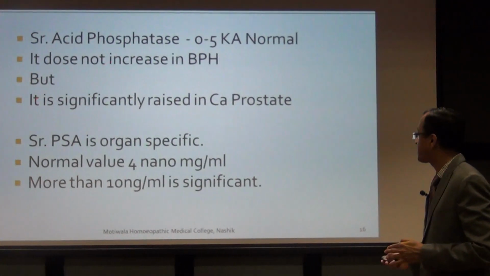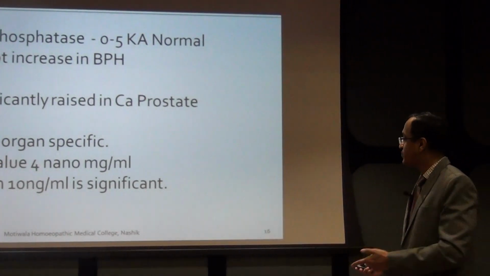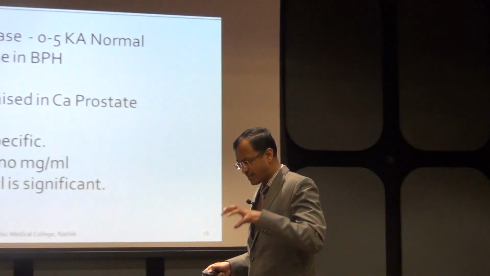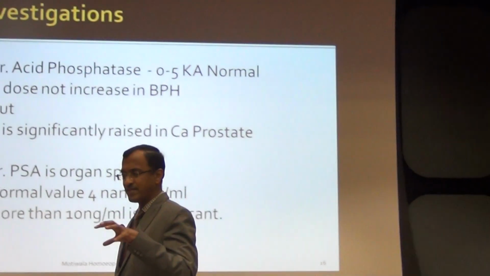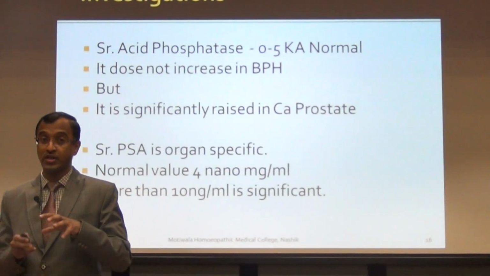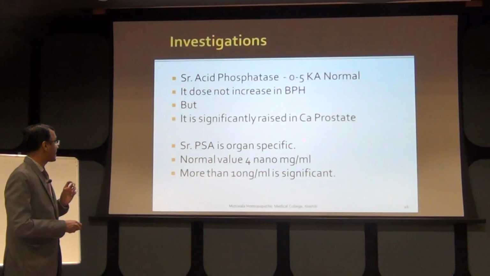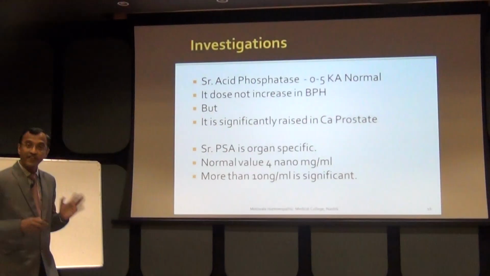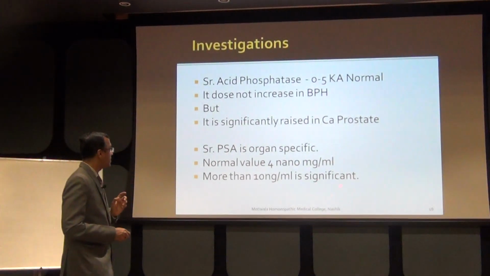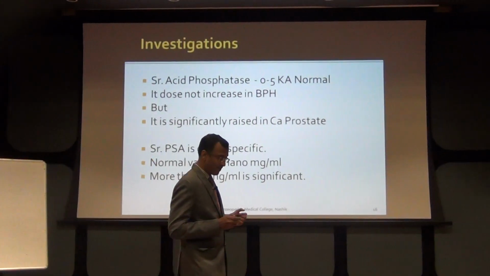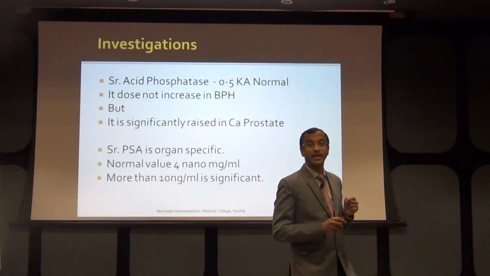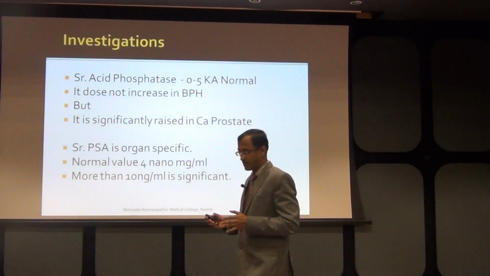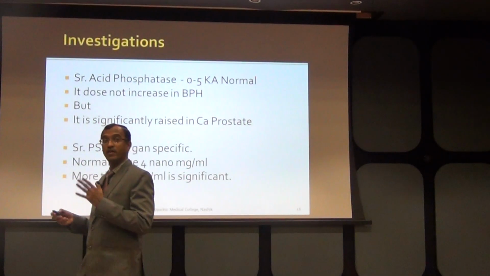The second investigation we have just talked about is the serum prostate specific antigen. It is a very organ specific antigen, it is talking about the prostate. The normal value is 4 nanograms per ml, and if it is more than 10 nanograms per ml, then it is significant. But we need to make sure that serum PSA values will also be raised in various clinical conditions like prostatic cancer or hepatic cancers.